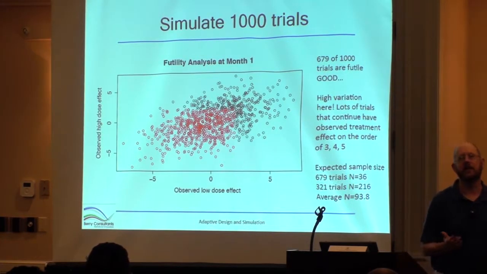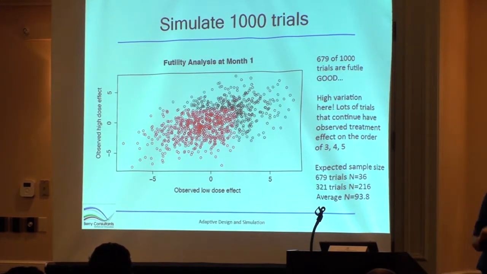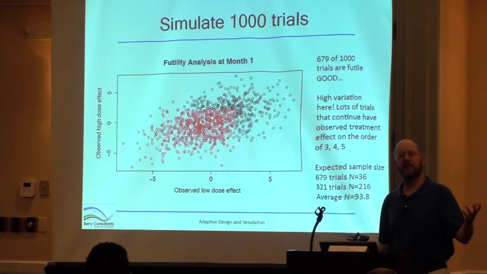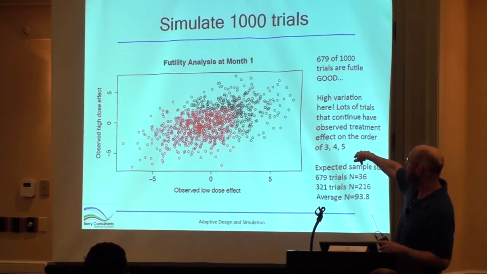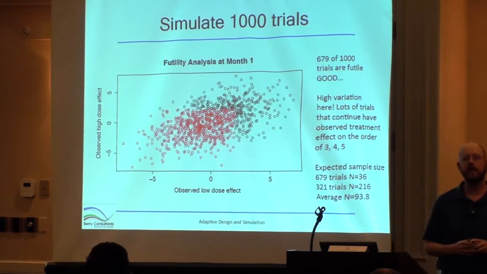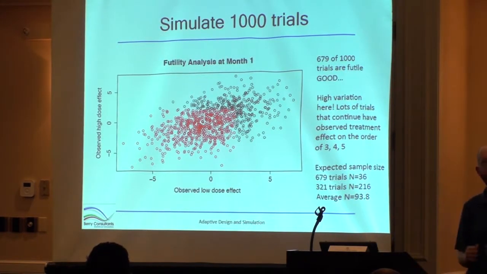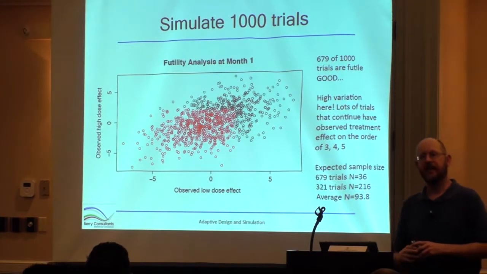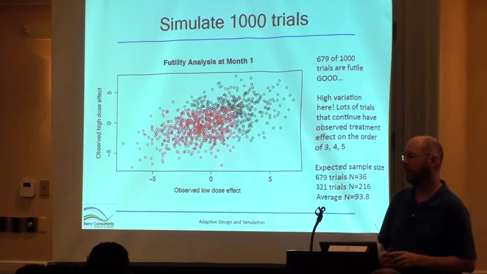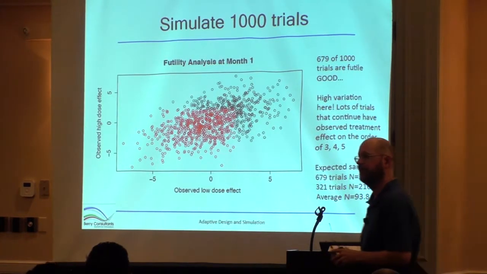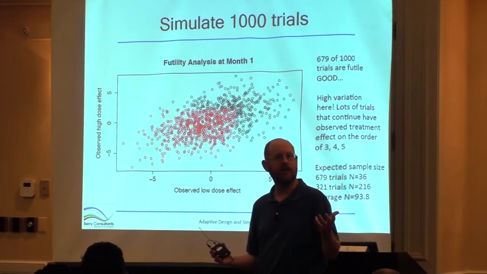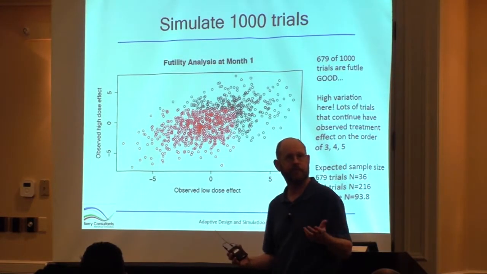So what happens here? I can figure out which ones I would have stopped for futility. So I would have stopped 679. I stopped all the ones where neither dose has a 2-unit increase. So all of the red trials, they're done. That's 679 out of 1,000. So the odds that I will stop for futility is about 68%. That's a good thing. I got out of 68% of my trials when the drug doesn't work.